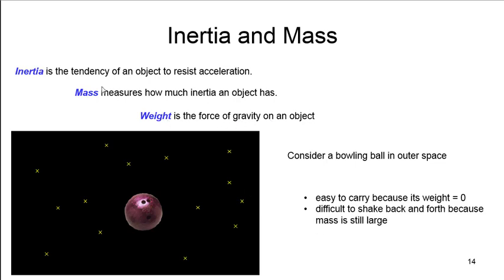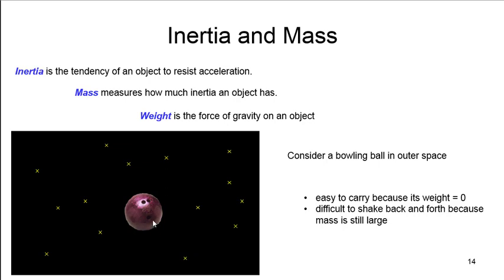However, mass is independent of gravity. It just measures how much inertia the object has. This still has mass in outer space. However much mass this has on Earth is the same as its mass in outer space. That doesn't change. Mass has nothing to do with gravity. It's just a matter of how many atoms are in this bowling ball. So this will still have the same mass. It will still have a large mass.